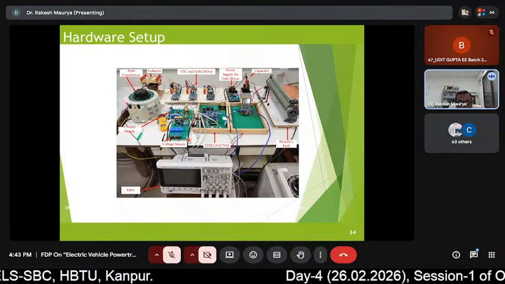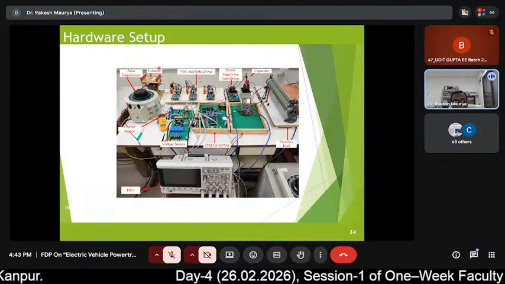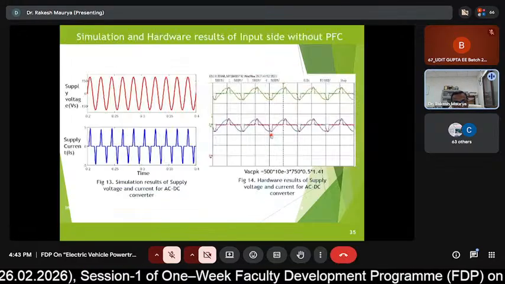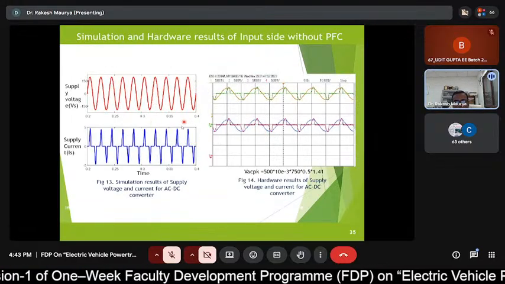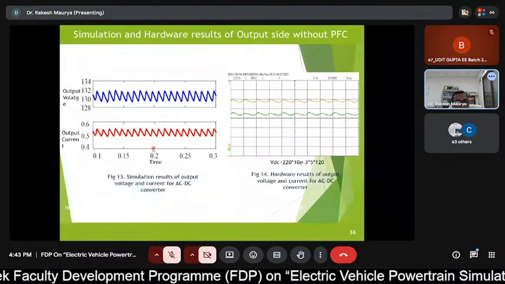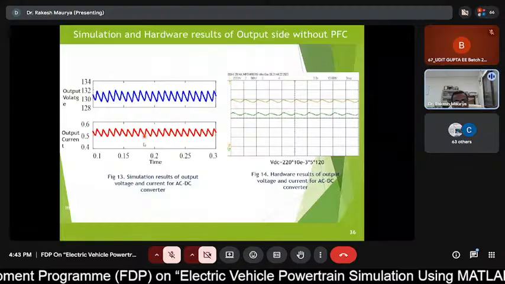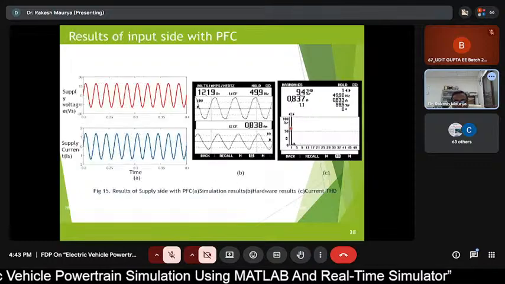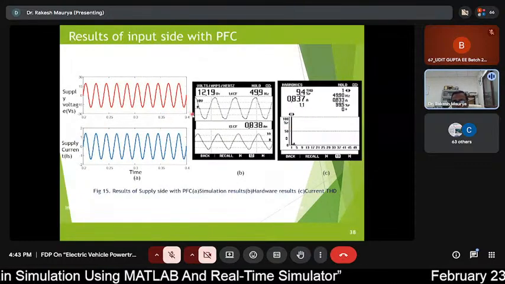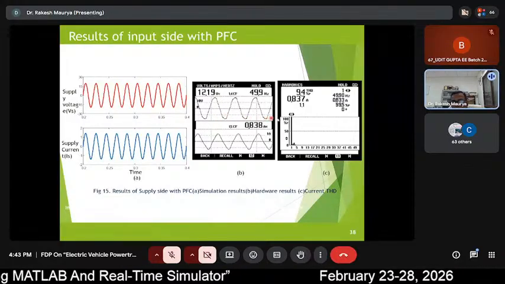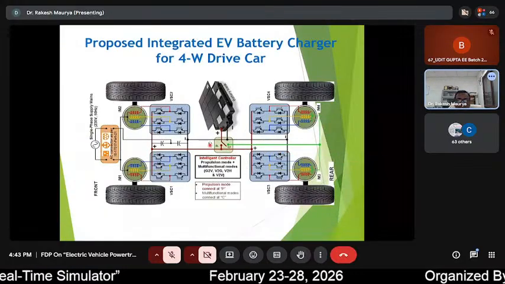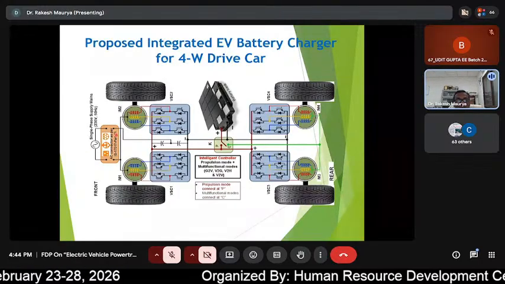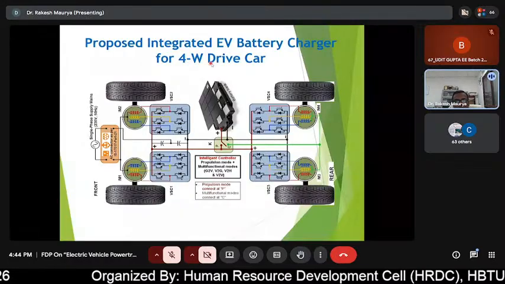This is a small setup which we have done, and we have demonstrated this concept through hardware also. This is some of the result. Without PFC we have done it. Then some DC voltage we have taken, and then again through the Fluke we have taken the result. And when we incorporated PFC operation, we significantly improved the THD. So that is the first part.